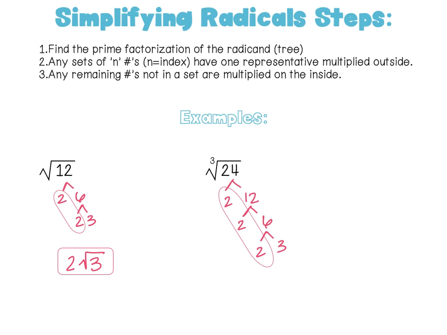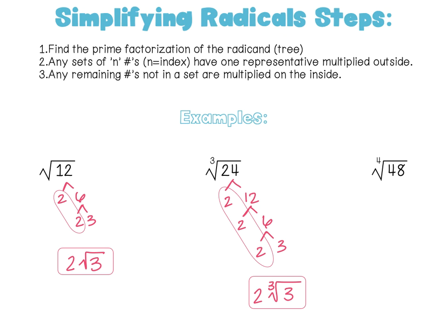So I do have 3 2s circled. That's the number that goes on the outside. I have a 3 left over hanging in my tree. That's the number that goes on the inside. Now remember, because my index was a 3 in the original problem, I need to have an index of 3 in my answer.